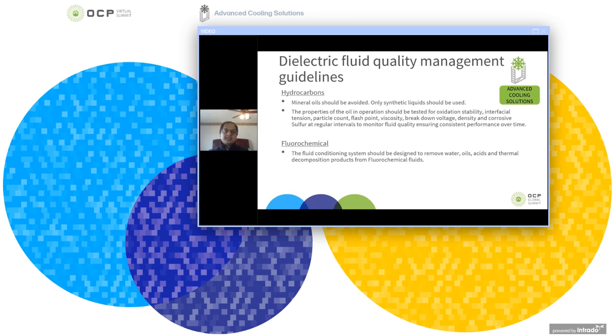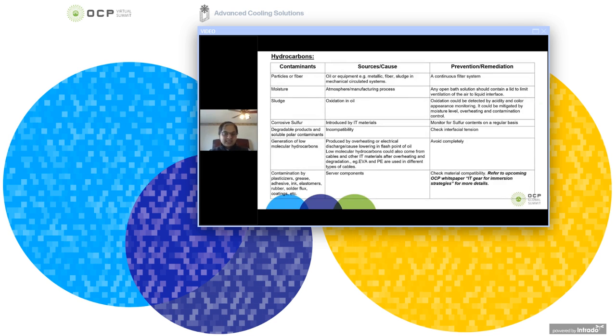So as we all know, there are two types of major liquids available in the market for immersion cooling application. One is hydrocarbon and the second is fluorochemicals. Based on the studies available in the market, in the open source as well as past experience, we have listed some of the contaminants which can affect the performance or the chemical stability of the liquid. We have also provided the contaminants, their sources, as well as the prevention or remediation solutions for the respective type of contaminants for the respective liquid.